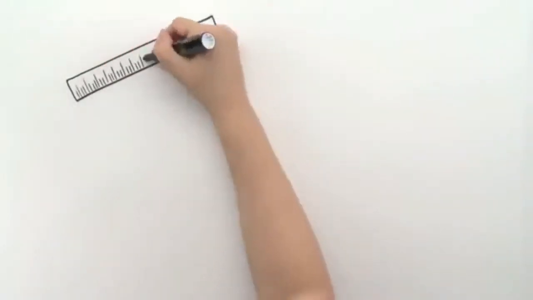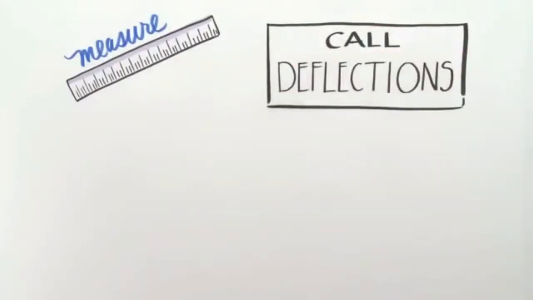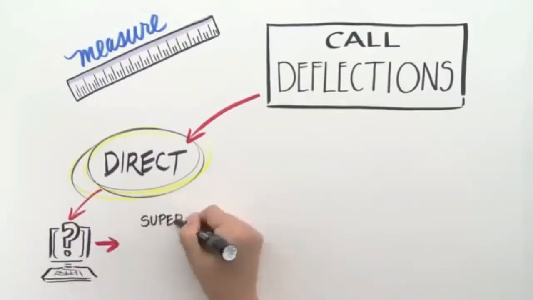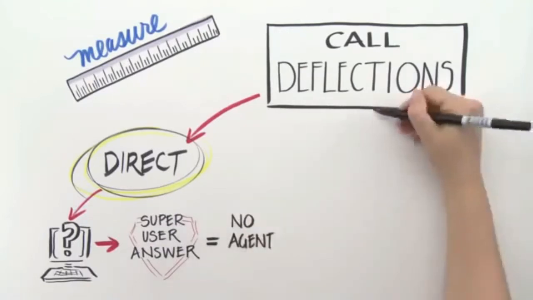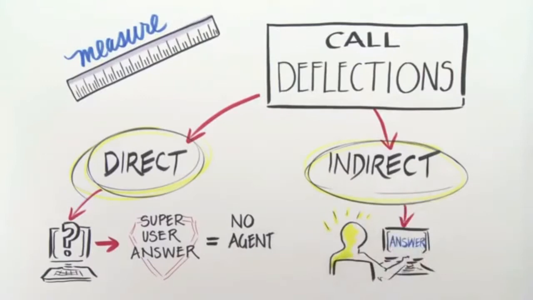The way that you can measure the impact of your community is to look at call deflections. There are two different types. Direct deflections, where a customer posts a question and gets a crowdsourced answer. As a result, they won't pick up the phone and call an agent. And then there's indirect deflections, where customers find an existing answer and never even post a question.